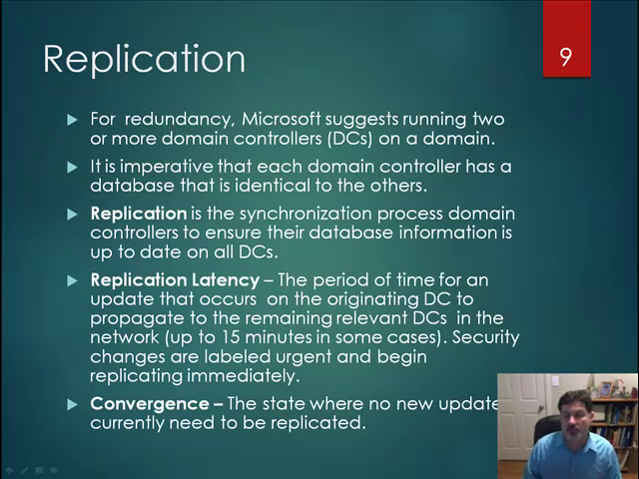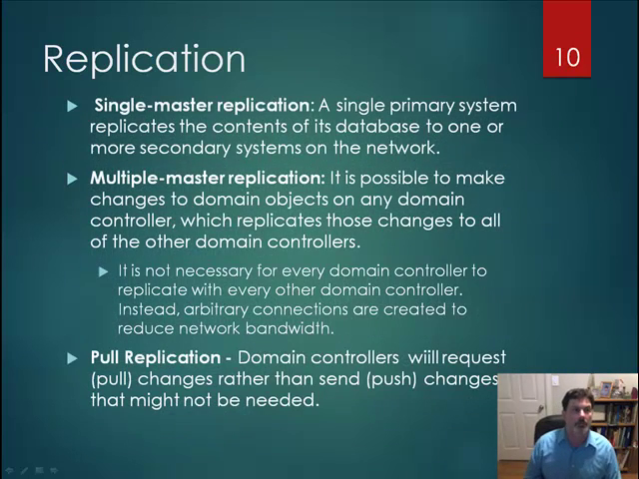However, security changes, things like disabling accounts or disabling computer accounts, are labeled urgent and begin replicating immediately on the network. And whenever all of the domain controllers are up to date, we call that a state of convergence. That is the state where no new updates currently need to be replicated on the network.